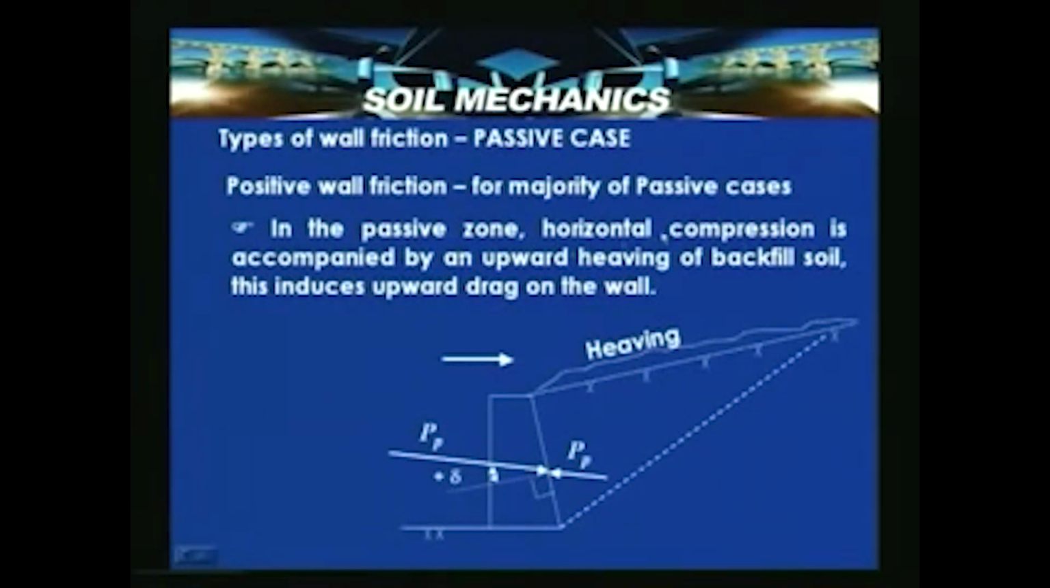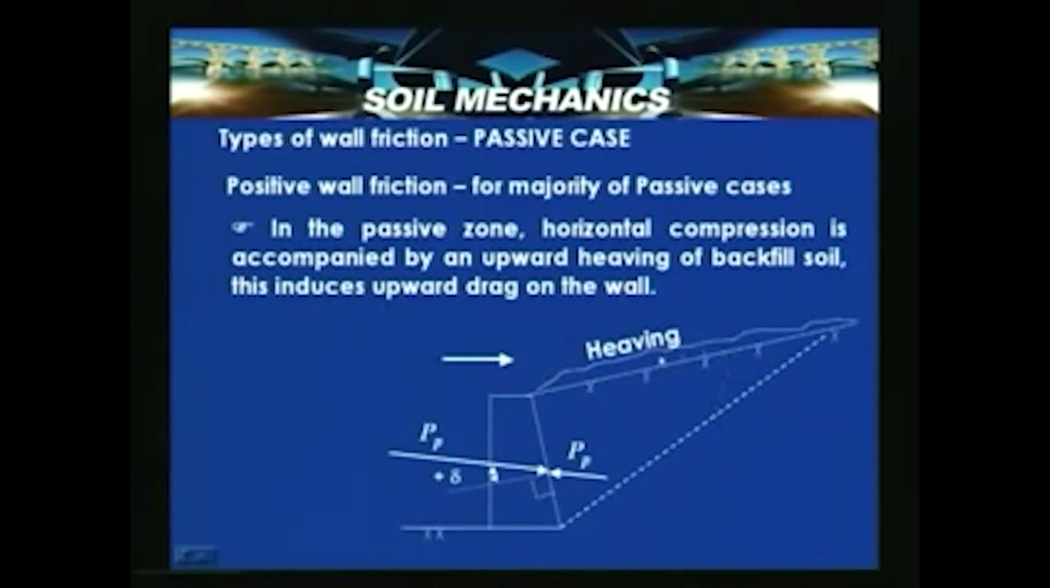So, in the passive zone, the horizontal compression is accompanied by upward heaving of the backfill soil, and this induces an upward drag on the wall. So, when the wall is moved towards the backfill, it causes a heaving of the soil. This heaving is shown in this diagram like this, and this is the failure surface, this is the original ground surface, and this is the heaved surface.